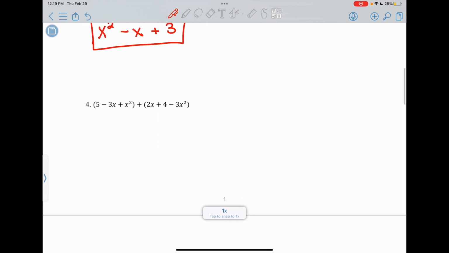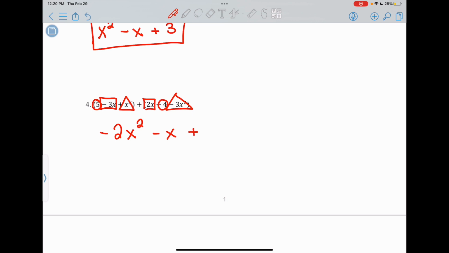One more. For my numbers, I have 5 and 4. For my x's, I have -3x and +2x. And then for my x squareds, I have a single x squared and a -3x squared. So I have to start with the x squareds because they have the biggest exponent. X squared plus -3x squared is -2x squared. Then I have -3x plus 2x, which if I combine those, I get -x. And 5 and -4 combined gives me a +1.